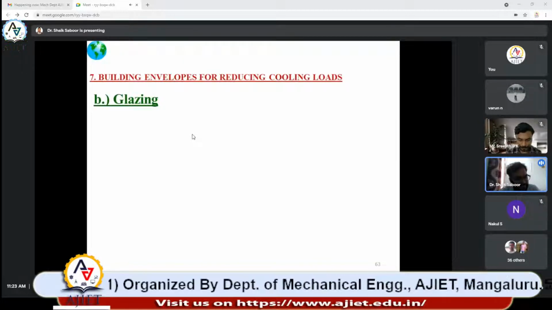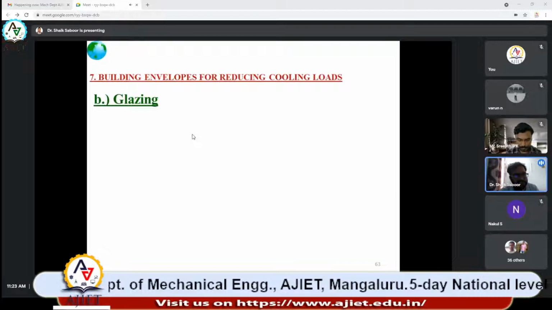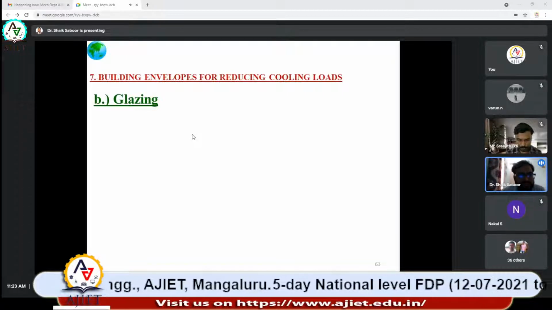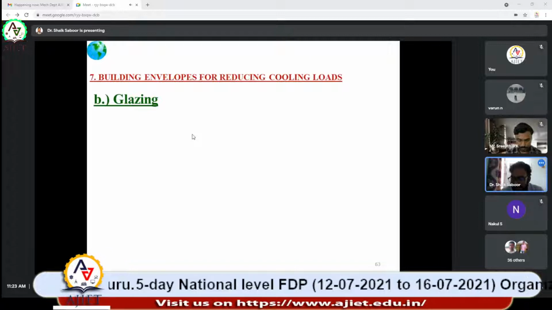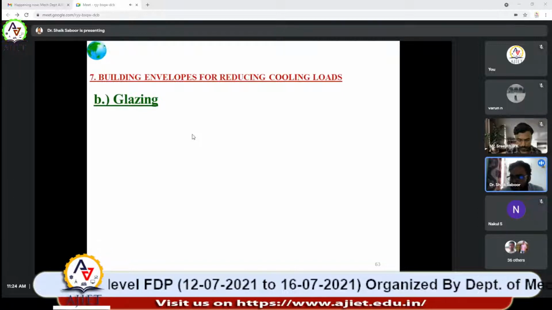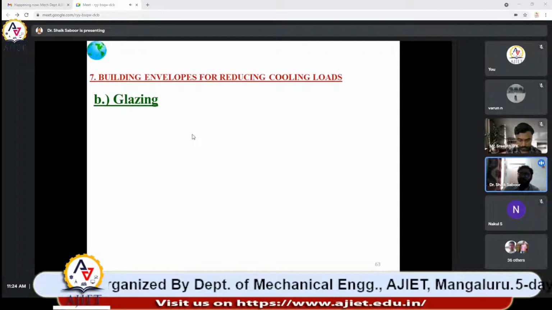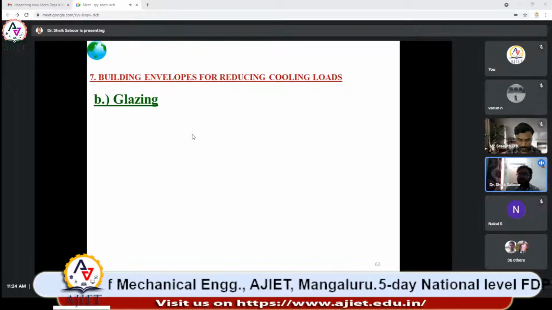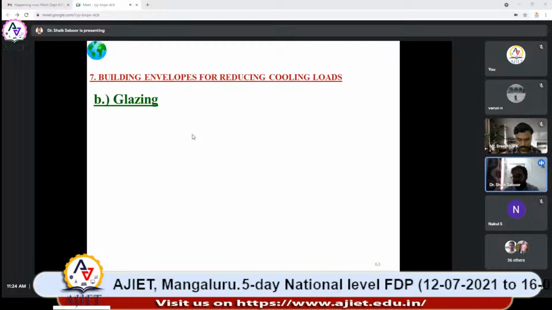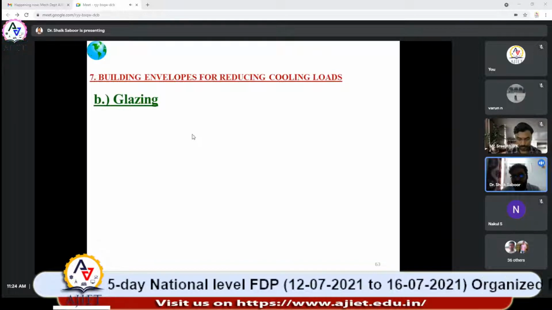So another building enclosure we need to focus on, this is another important thing, which is glazing, okay. Why do you have to put much focus on glazing? Okay, see, if you have walls, no problem, it will take some time for the heat to gain into the building because the wall has got some thermal mass in it, okay. But glazing is not like that.